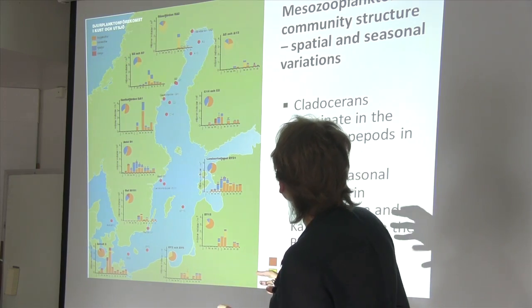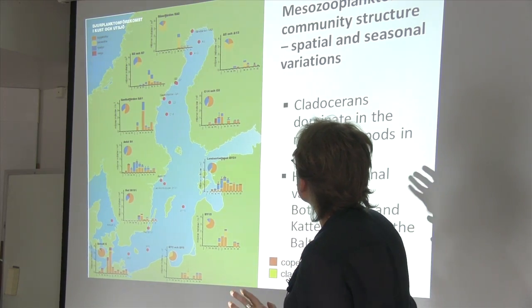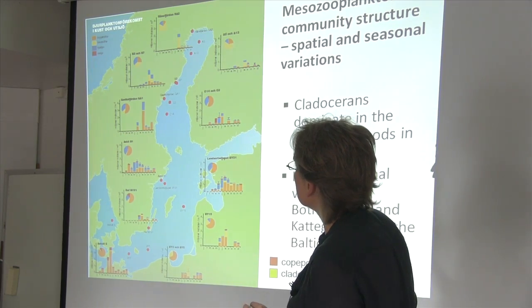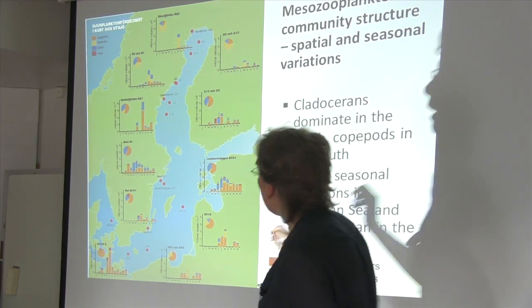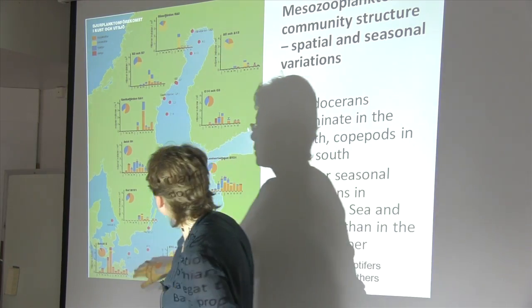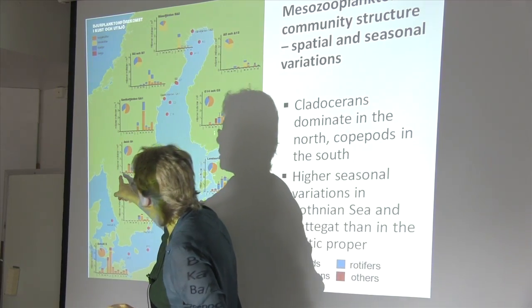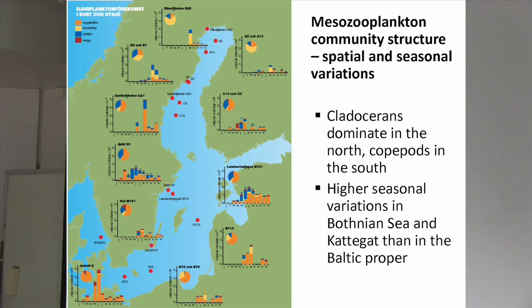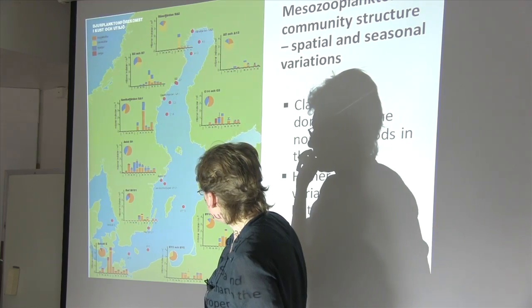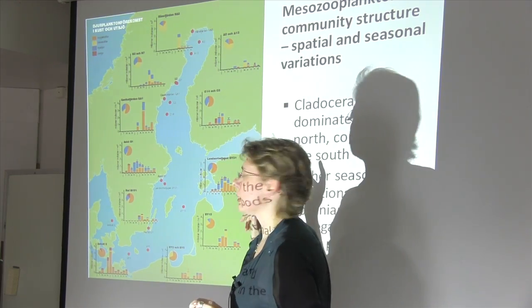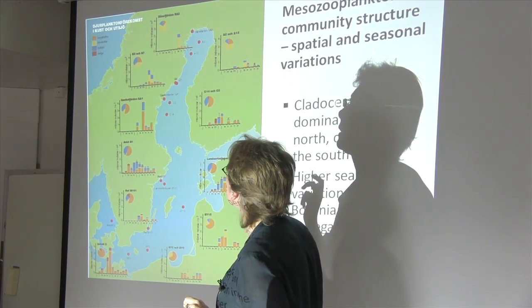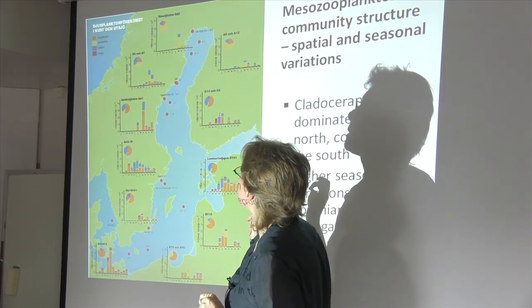In terms of the seasonal dynamics, mesozooplankton community structure and spatial and seasonal variations, here we have data for our Swedish stations. Units are biomass. Scale is identical in all graphs. This is some specific year. I don't remember which one. I think it's 2007 or 2008. It's not long-term data. It's for a specific year.